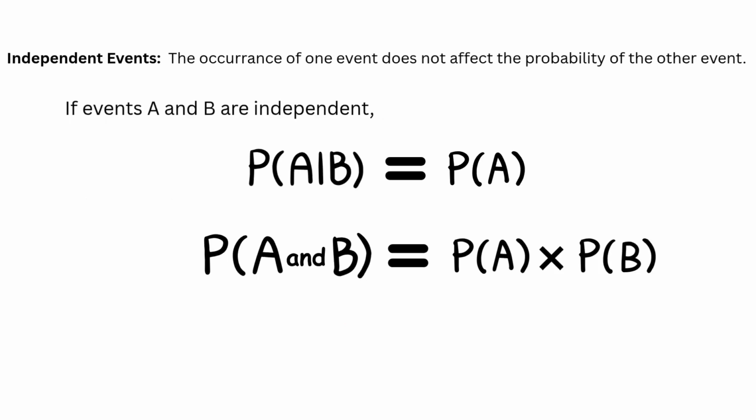And we have a formula for when we want to look at the probability that events A and B both occurred. For independent events, that's just going to be the probability event A occurs times the probability event B occurs.